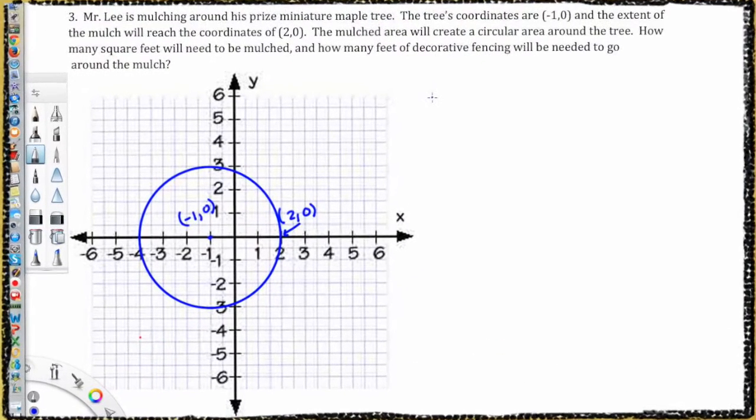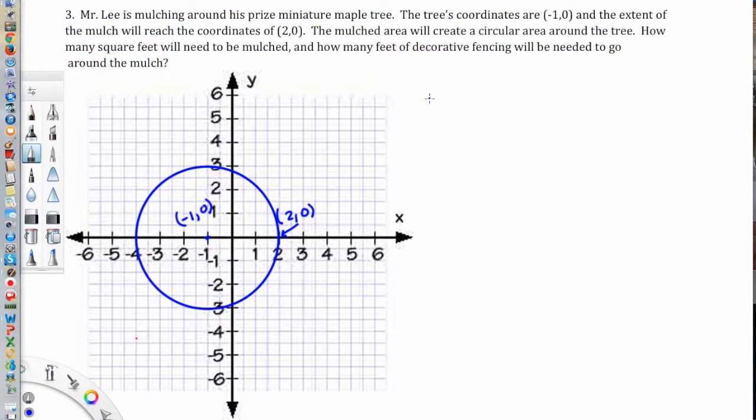Boys and girls, let's have at it again. We have number 3, and you can already tell that this is a different type of problem. I think we're going to like it. It says, Mr. Lee is mulching around his prized miniature maple tree. The tree's coordinates are -1, 0. So right there, that's the center point, -1, 0. That's the center point of the tree. And the extent of the mulch will reach the coordinates of 2, 0, which is right there.